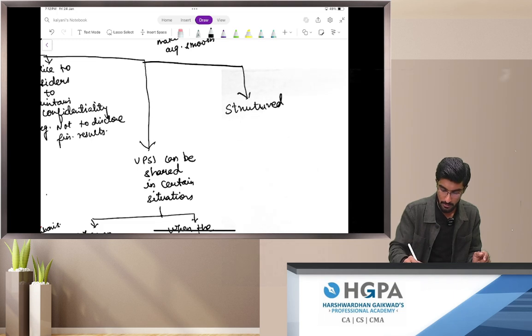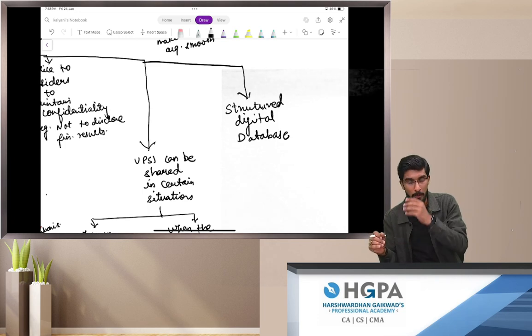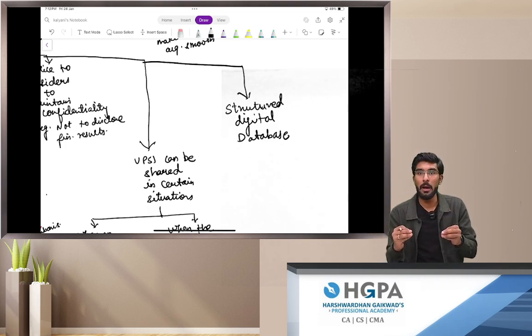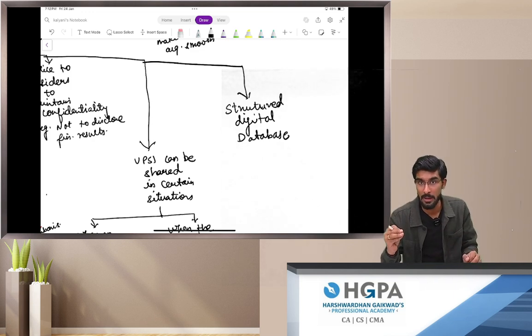Structured digital database. The company should have a structured digital database where anyone who has access to UPSI will be recorded.